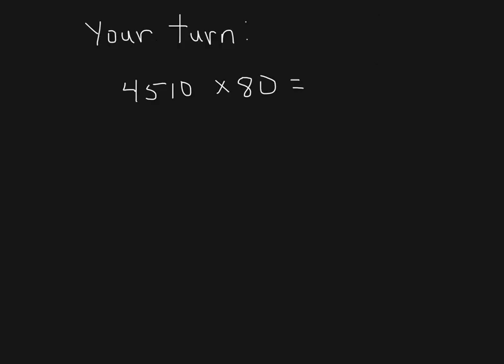All right, now it's your turn. Now you may be able to look at the pattern and make a really good guess about what the product of this problem is going to be. 4,510 times 80. And if you can make a good guess, do that. But what I would like you to do is then check your guess by breaking the numbers apart, using the distributive property to take out the tens and the associative property to regroup the tens, put it all back together and see if your guess was correct.